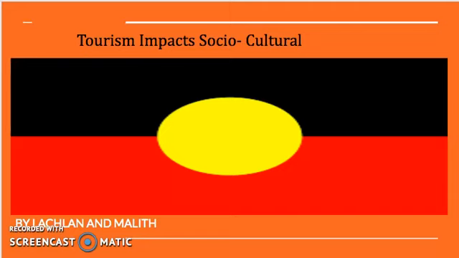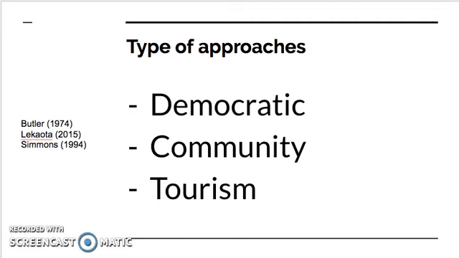Hello, we're here to talk about socio-cultural tourism impacts in relation to the Aboriginal community. First of all, we're going to start off with the types of approaches. I'm going to quickly discuss Simmons' approach, which involved the democratic approach. Democratic means full and meaningful citizen input from the community level up.